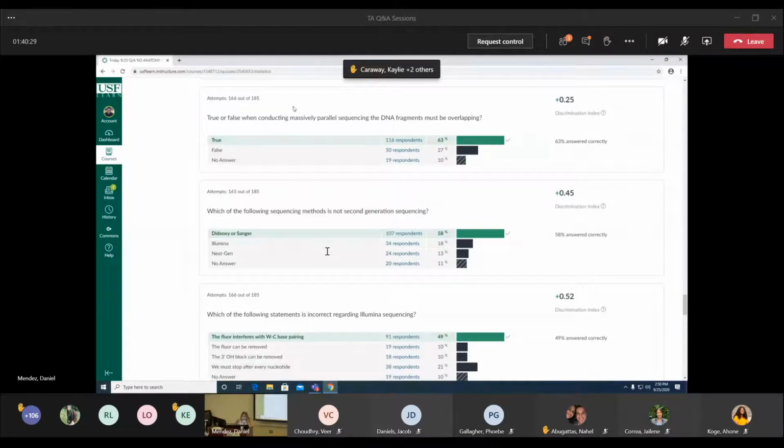Next question, true or false, when conducting massively parallel sequencing, the DNA fragments must be overlapping. That's true because we can't sequence our entire chromosomes all at once. That's why we have the reads, and that's why we have to fragment them. But we can't just fragment them and not overlap them, because then we can't put them back together and figure out what the actual sequence was. They need to be overlapping so we can put together puzzle pieces and figure out which ones go where.